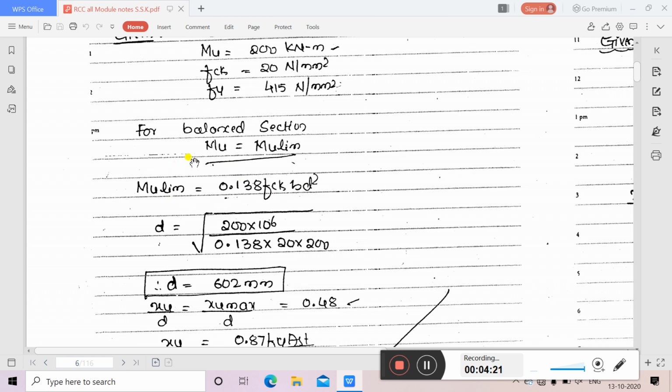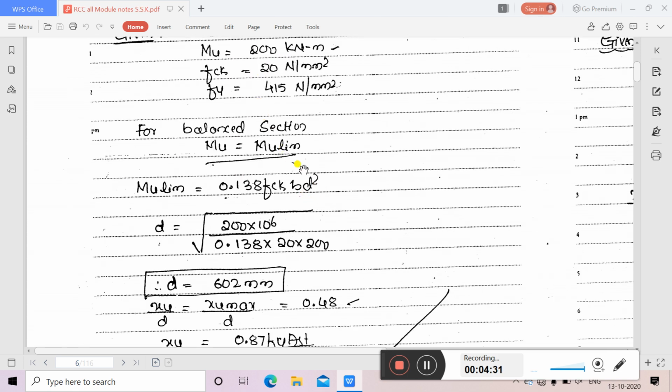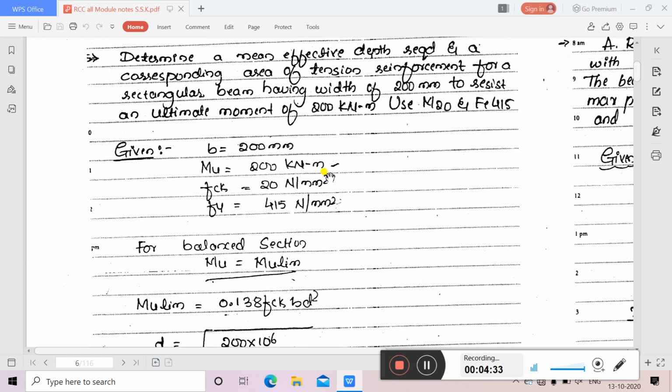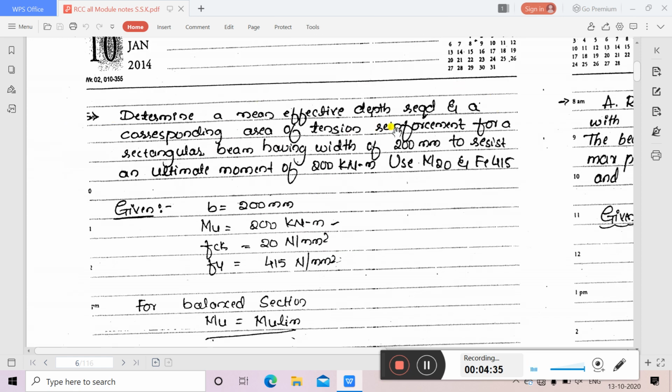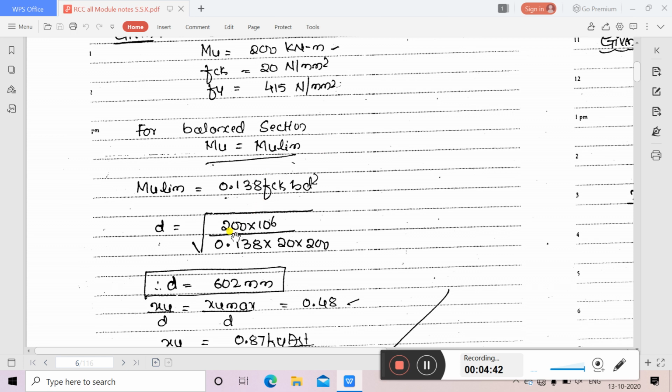When you substitute the Mu value here, Mu is a known value, fck is also known, b is also known, that is 200 mm. The only remaining unknown thing is d, that you need to find out. The main intention of this problem is to find out the effective depth of the beam, that is small d. So small d is equal to root of Mu divided by 0.138 fck bd square. When this comes in the denominator, this will be d square. Instead of d square, d is equal to root of Mu divided by 0.138 fck b.